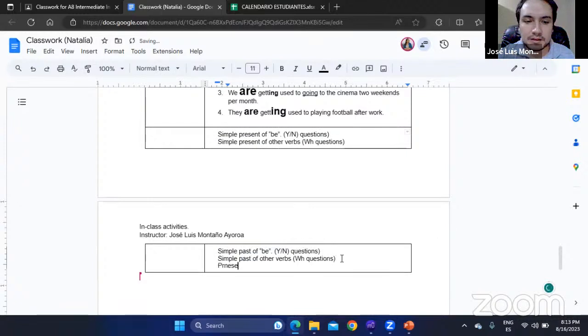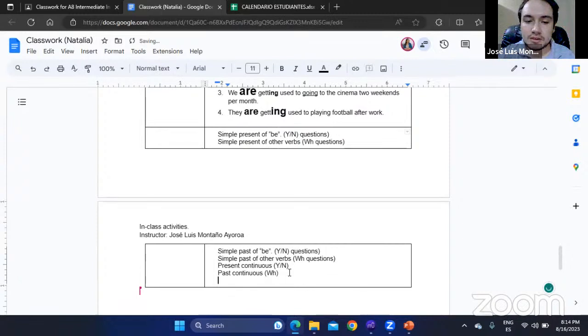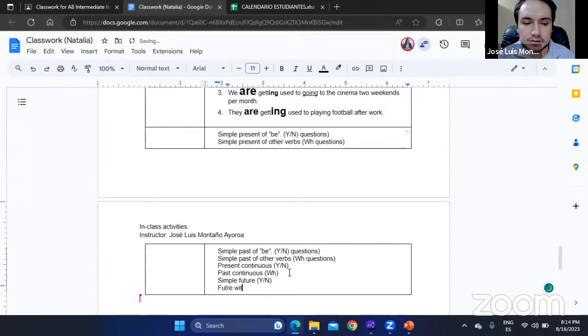Then you have the present continuous and the past continuous. Same logic. One of them is going to be yes, no. I'm just going to write that. And the other one is going to be WH. All of them, again, they have to be questions. Then you have the simple future. This is going to be yes, no. And then you have future with be going to. And this is going to be WH.